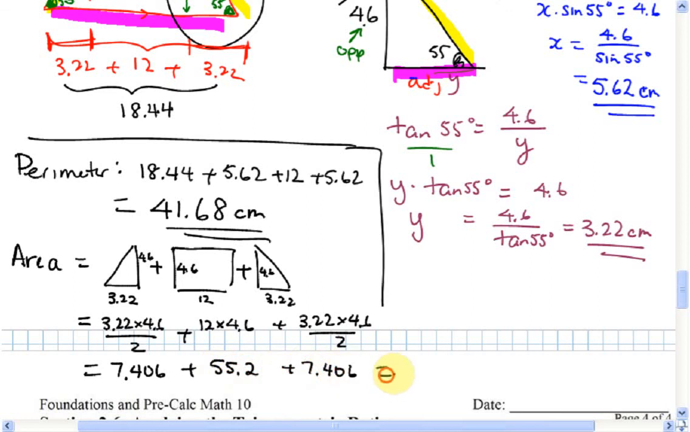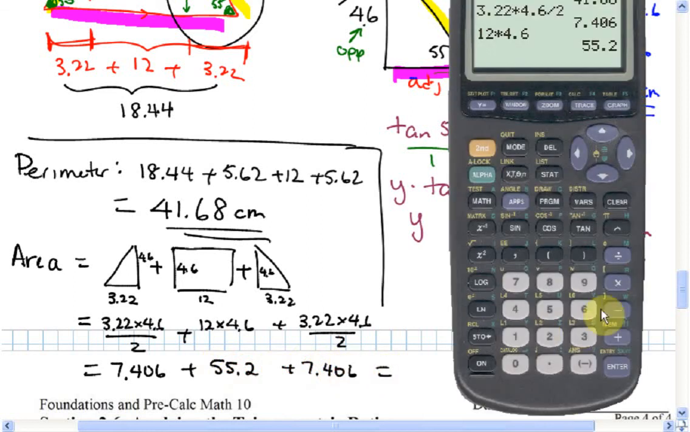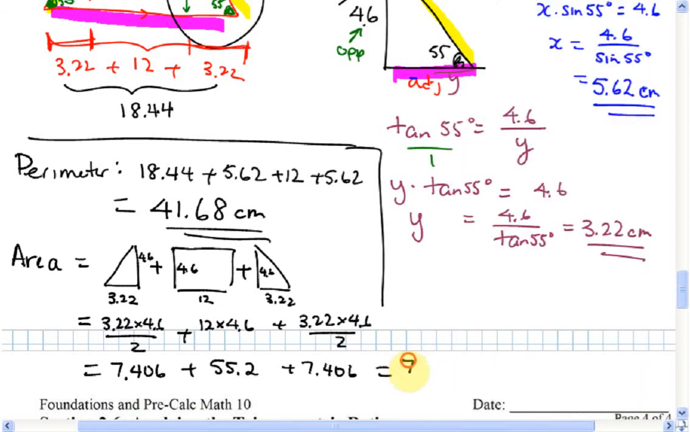So add this all up, and there's your area of the isosceles trapezoid. How about a whopping 70.012? Agree, Brian? What are my units? Centimeters squared. Cool. Ladies and gentlemen, let's stop for today here, okay?